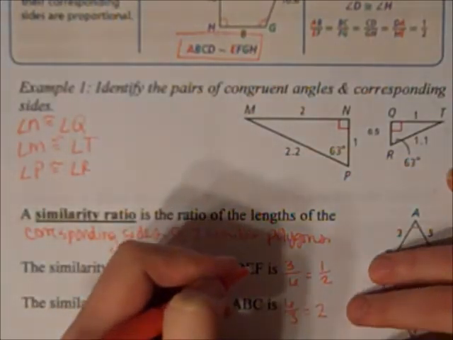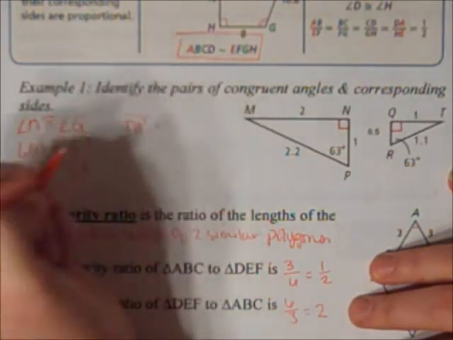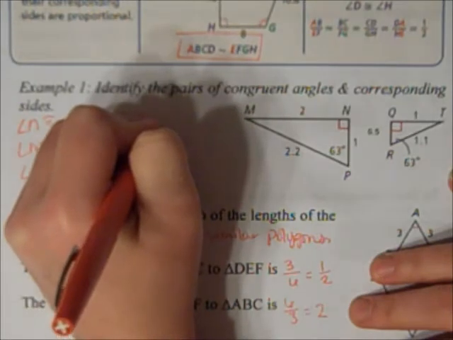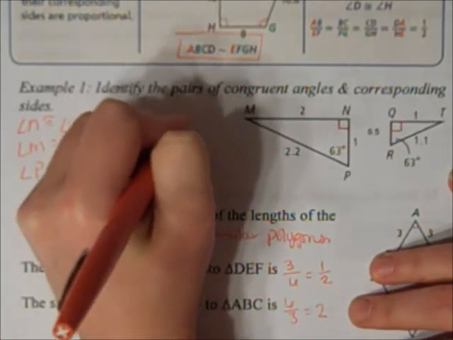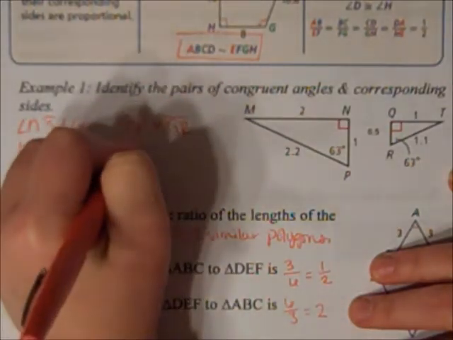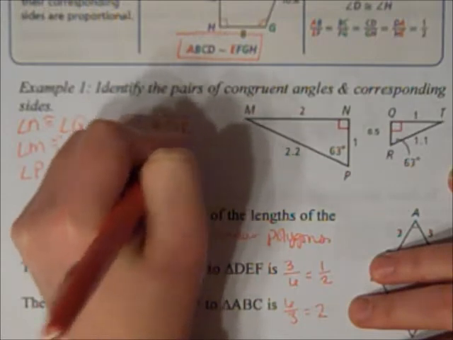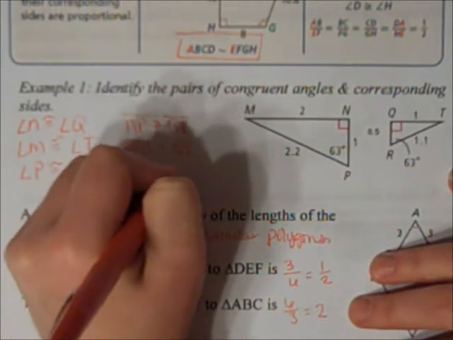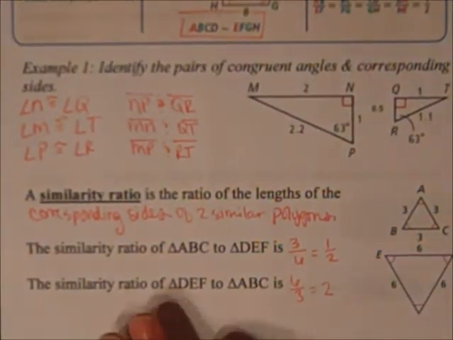Then we can go with sides. NP is proportional. We'll just list them like this. NP and QR are proportional. MN and QT are proportional, MP and RT. So super easy there, you're just going to list them out in order.